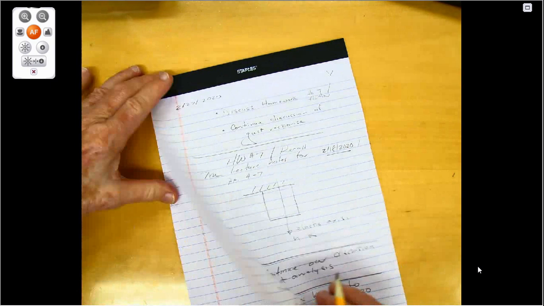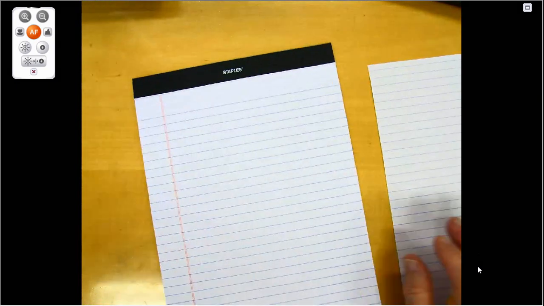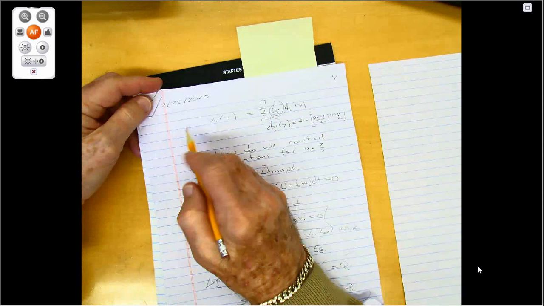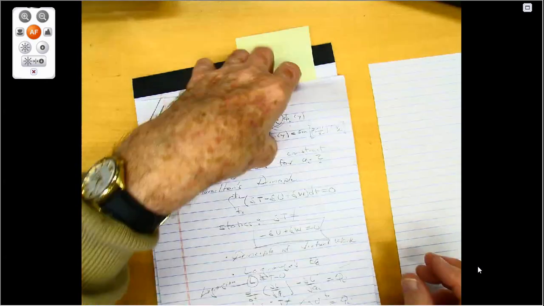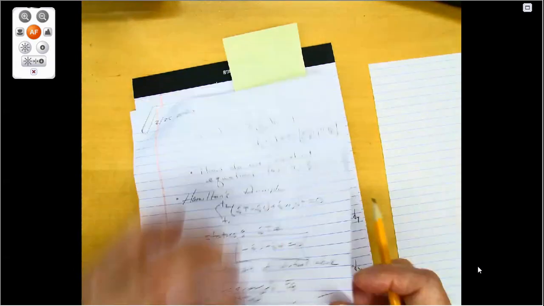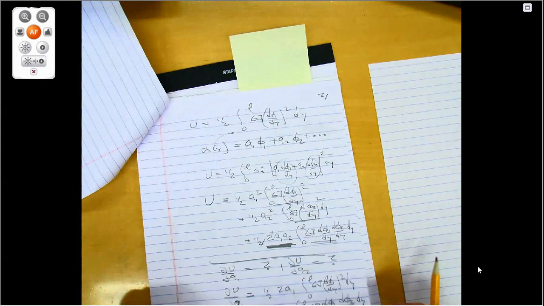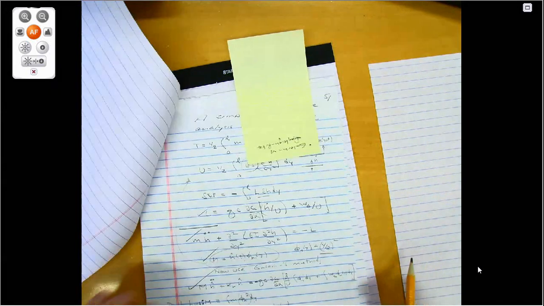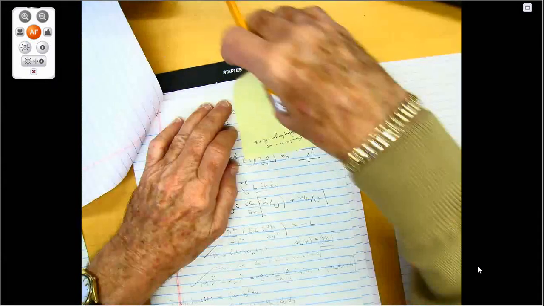Okay, so now let's go back to those earlier notes. These are the notes from 2-25-2020. And let me remind you of what I covered fairly quickly the other day, by way of response.